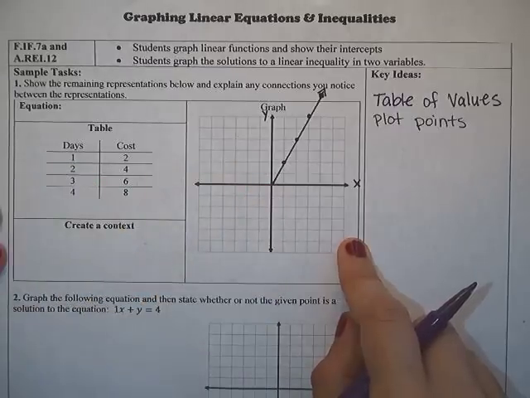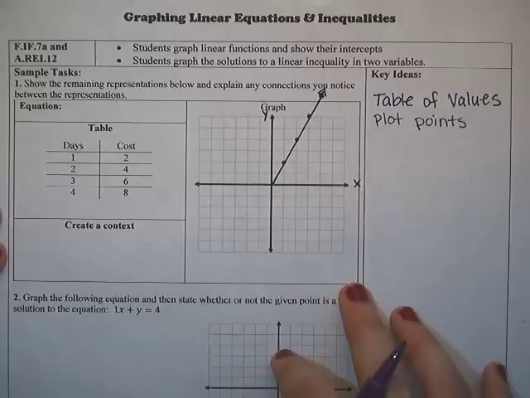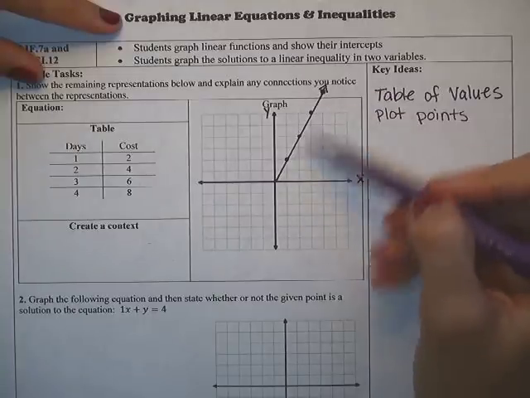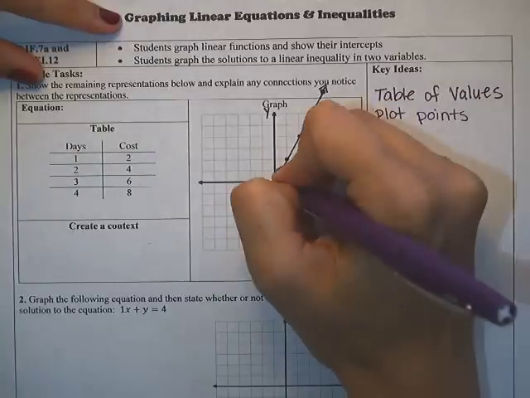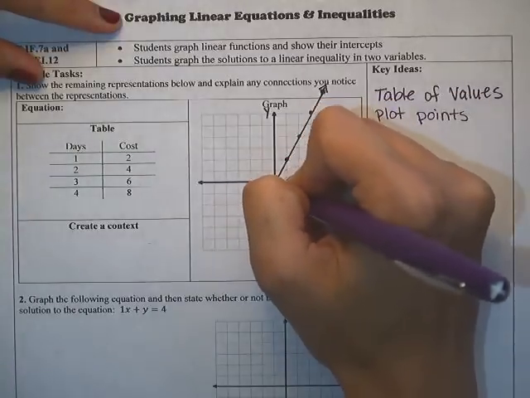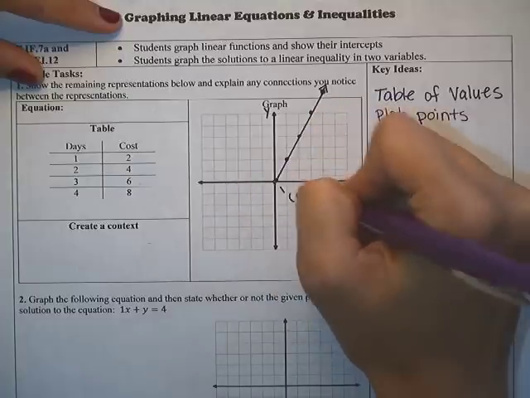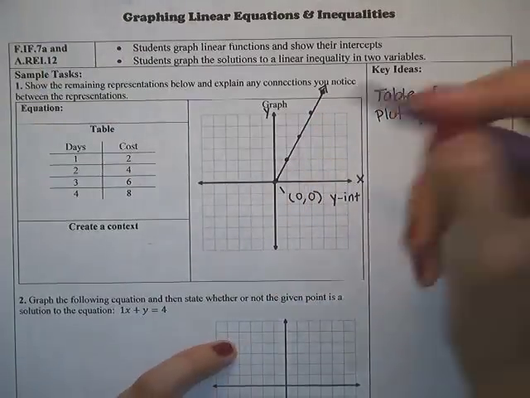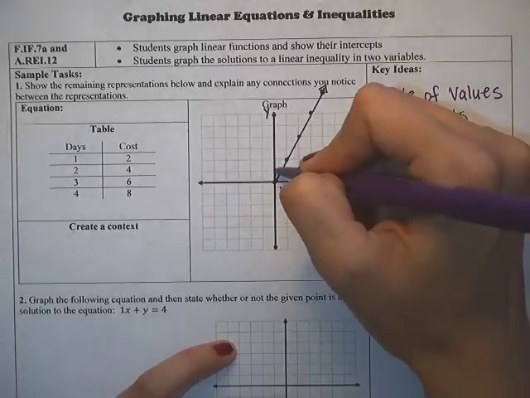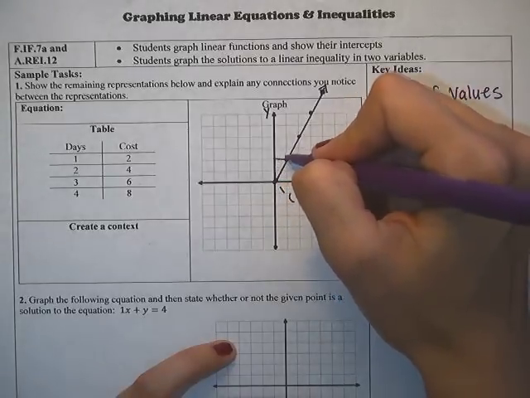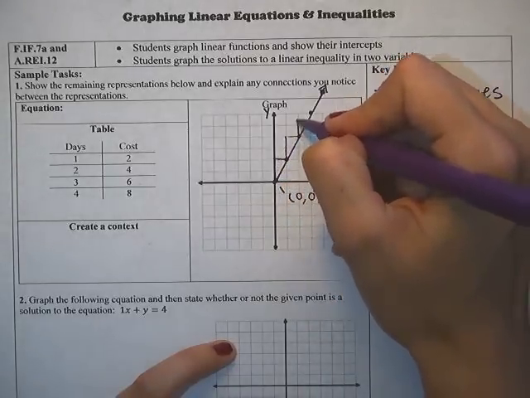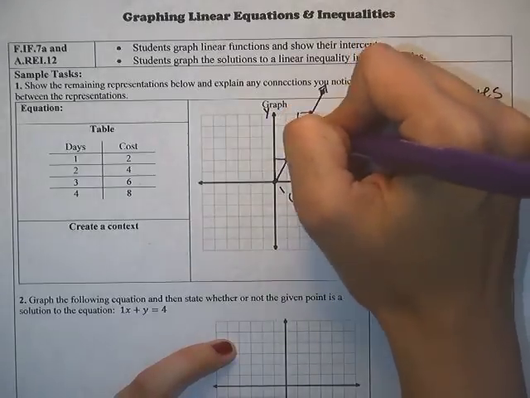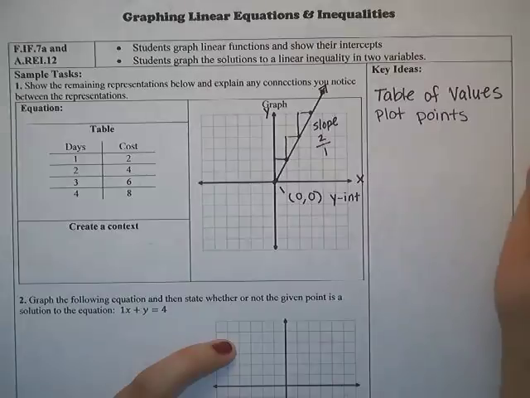Now, looking at this graph, I can identify the y-intercept, which is 0, 0. That's the y-intercept. And I can identify the slope. The slope is the rise over the run. So we're going to rise 2, run 1, rise 2, run 1, rise 2, run 1. So the slope of this line is 2 over 1.